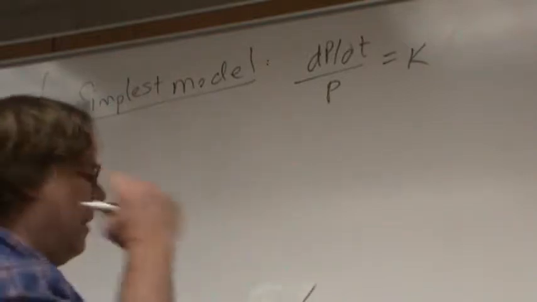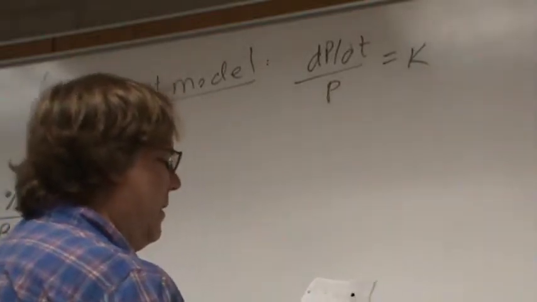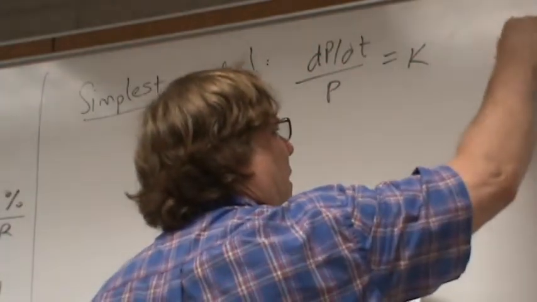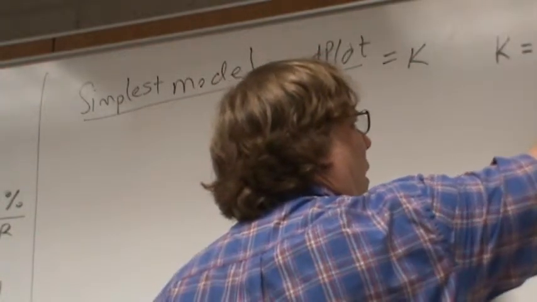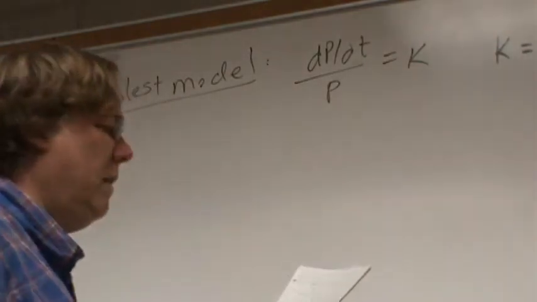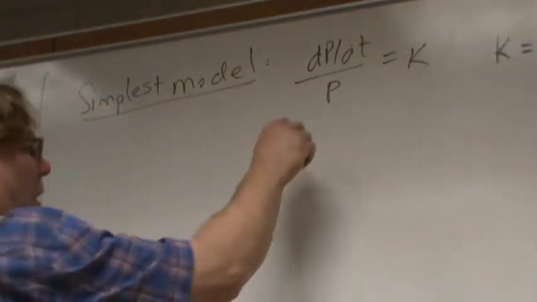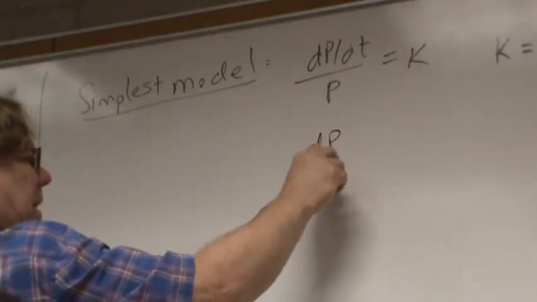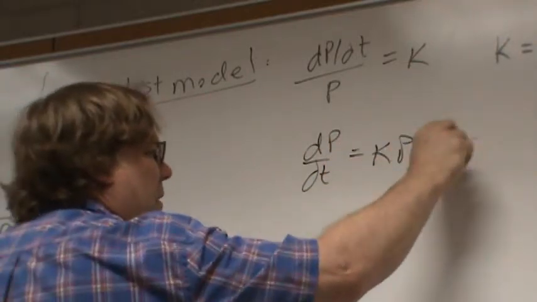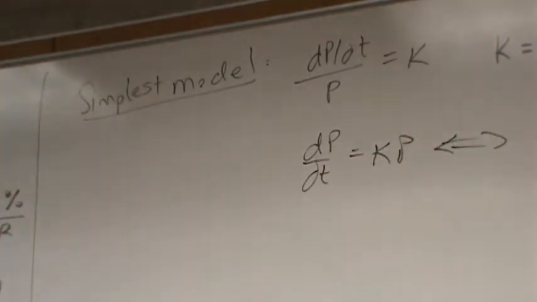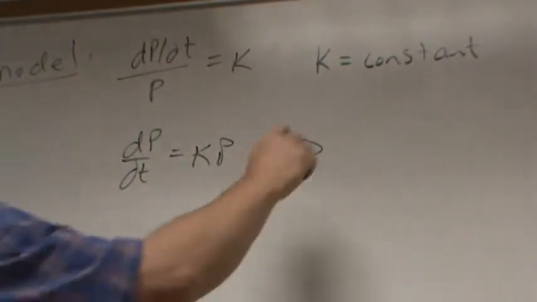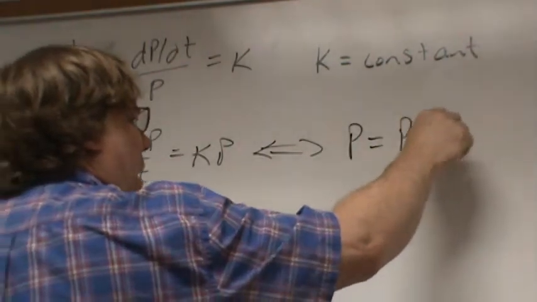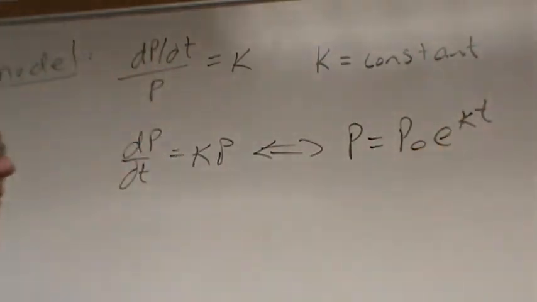But let me see here. k is a constant. And so, of course, this becomes dP/dt equals kP, and then we learned previously that when I solve this differential equation, we end up with P equals P naught e to the kt. So this is something that we've already dealt with.